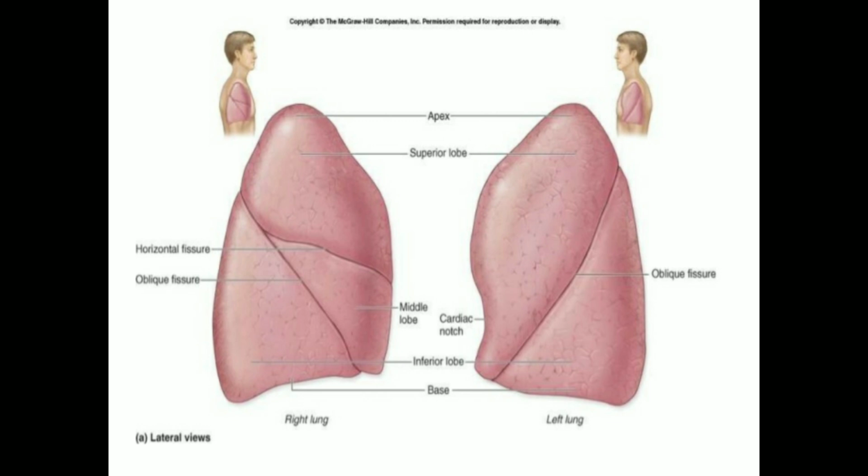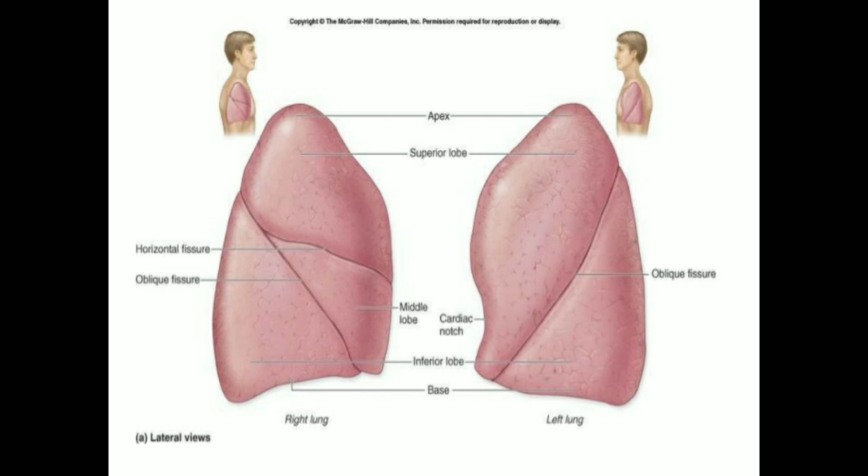Next, the medial surface is divided into an anterior mediastinal part and a posterior vertebral part. The vertebral part is related to the bodies of the thoracic vertebrae and the intervertebral discs between them. Then the mediastinal part is related to the mediastinum. It presents the hilum of the lung and the cardiac impression. So next, if you look here, you can see this is a right lung and this is a left lung.